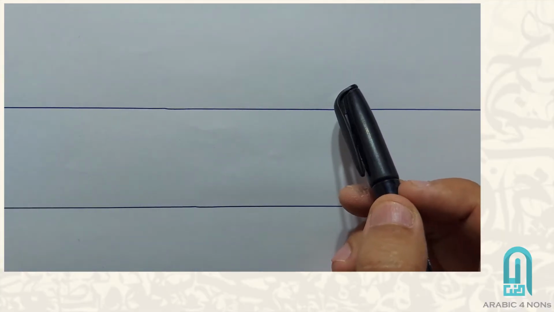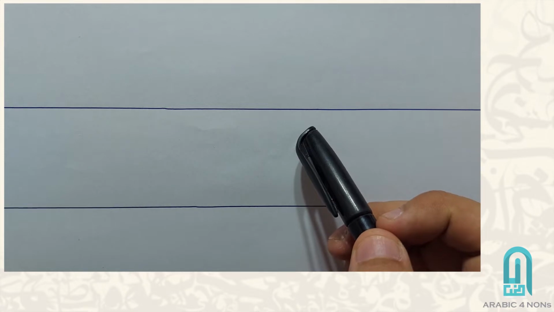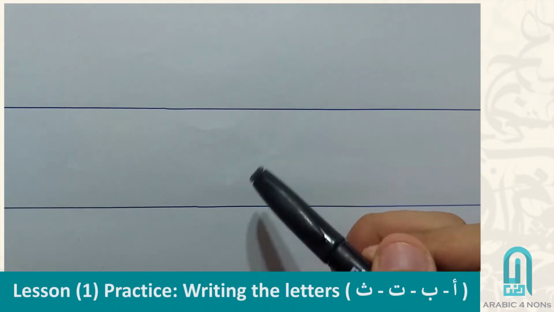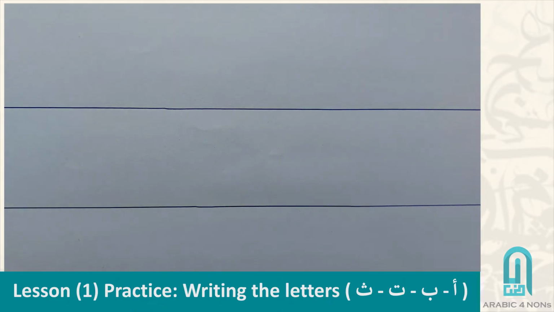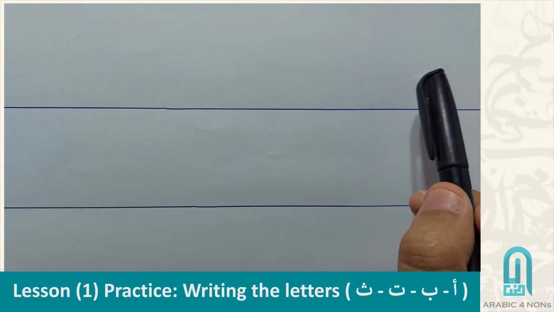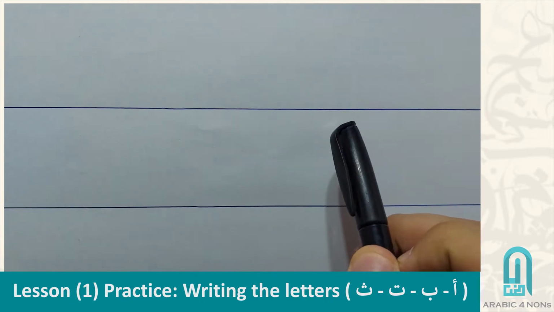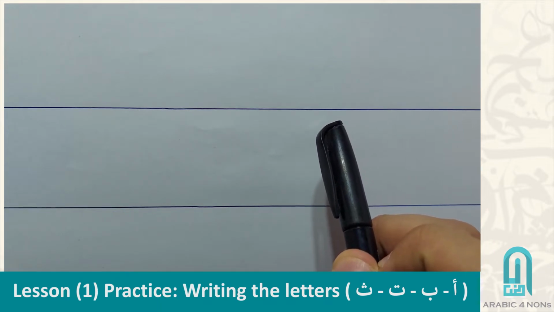Okay, welcome to the first writing practice. Now, we will learn how to write the 4 letters we covered in this lesson, but before that, there are a couple of things I need to highlight here. First, we write Arabic from the right-hand side to the left. I imagine most of you already knew that.